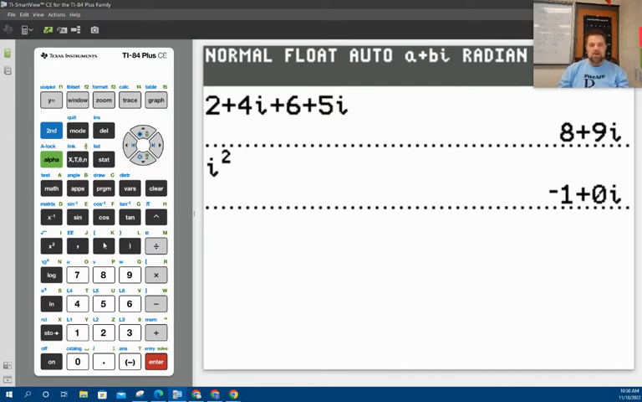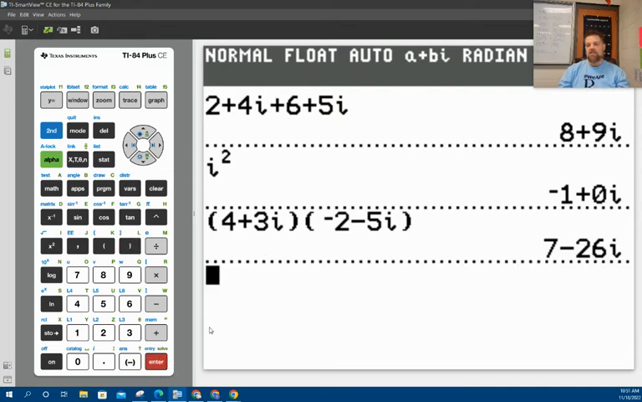Anyways, so a lot of you guys are multiplying complex numbers. So if I were to say 4 plus 3i times the quantity, let's do something kind of challenging, -2 minus 5i. All right. When I hit enter, it's just going to crank through and automatically give me the simplified complex number. And that's basically it. I'm trying to think if there's anything else.